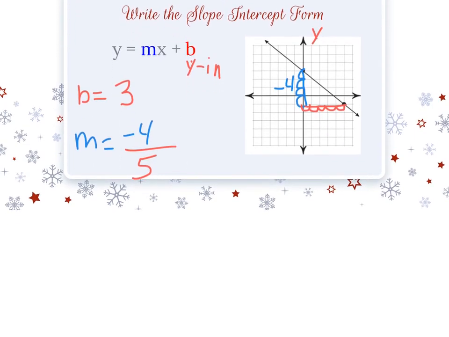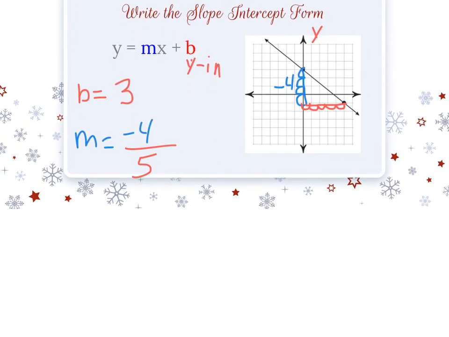So now let's plug in what we know. So y equals our m, which is negative 4 over 5. Put the x next to it, plus your b value, which is 3. Our starting point is 3, and then we go down 4 and right 5 to make the next point on our graph where we made the line.